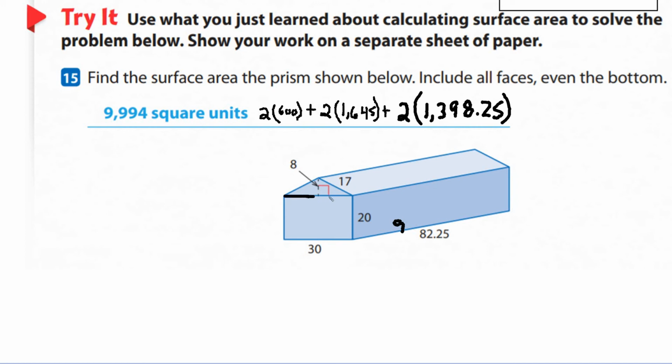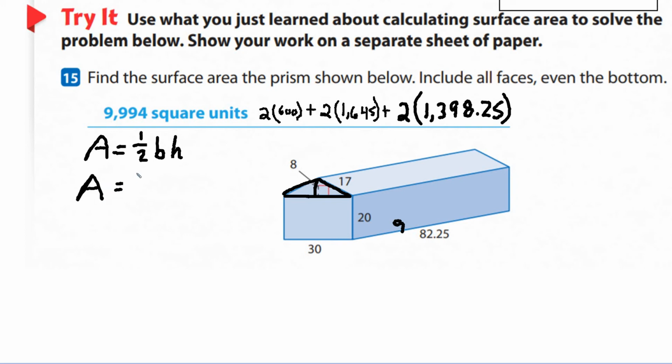7, remember this is a triangle. The base is 30. First off, the formula for a triangle is 1/2 times base times height. Again, you don't need to remember all these formulas. They're on your reference sheet. And now let's do this out.